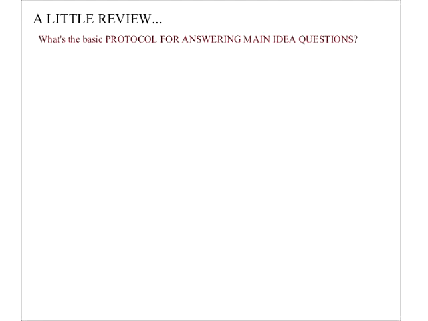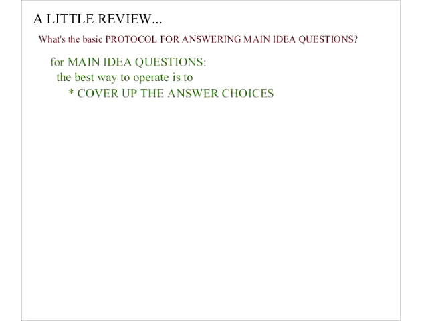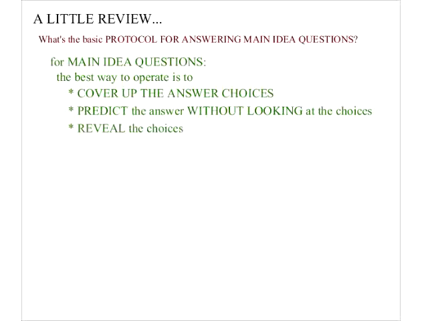For main idea questions, the best way to operate is to cover up the answer choices, predict the answer without looking at the choices, then reveal the choices, and then check to see which one is closest to your own version.